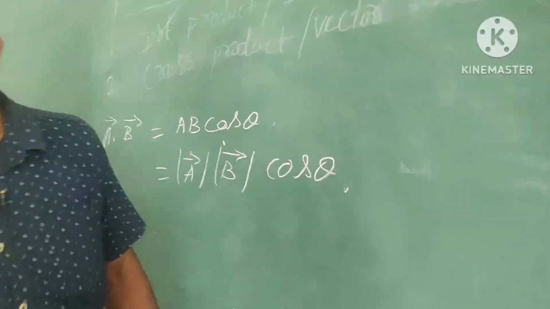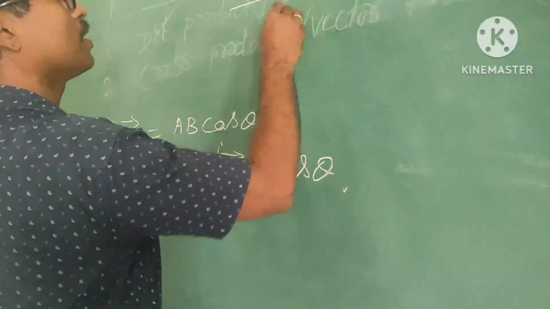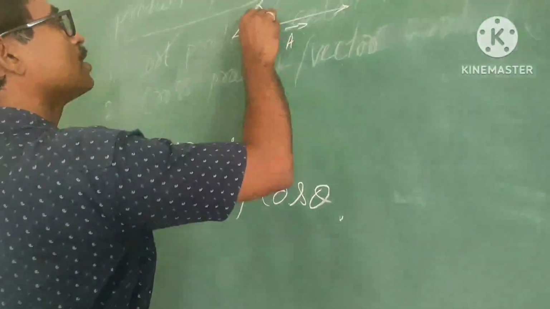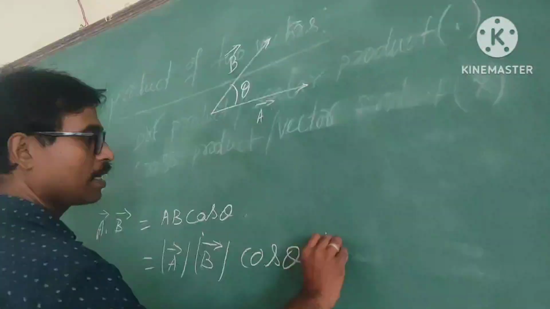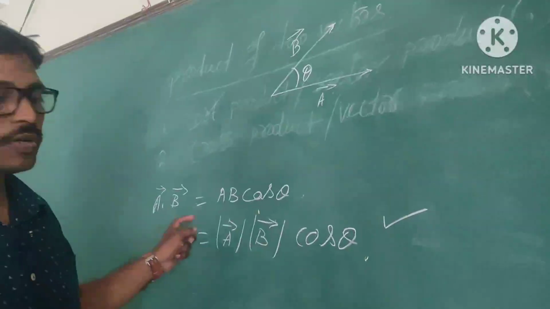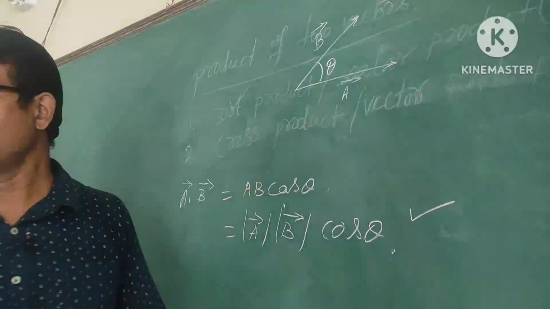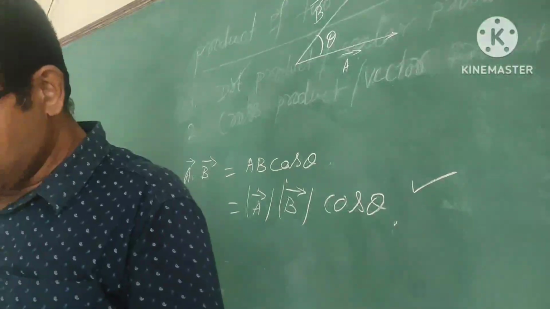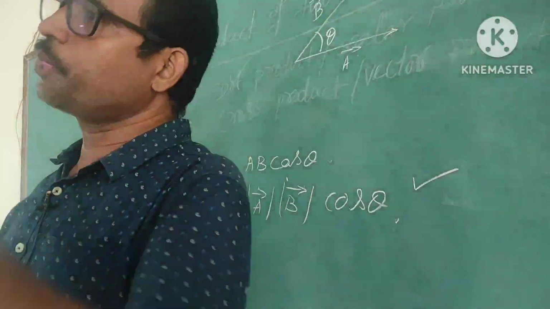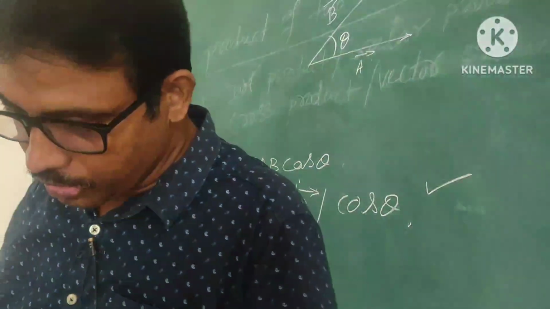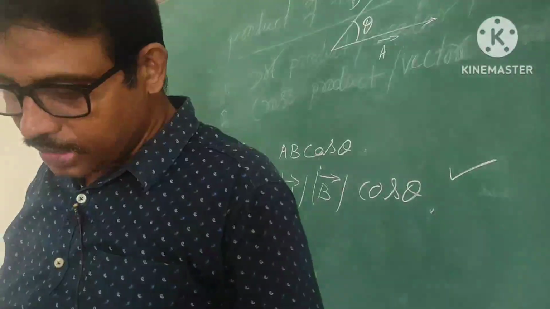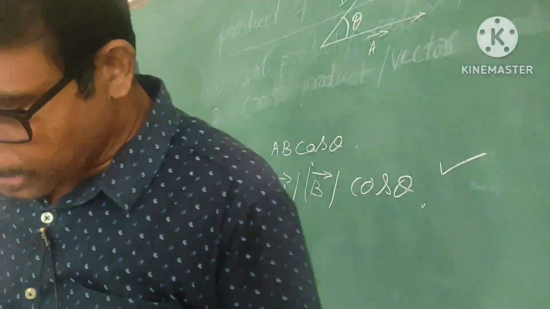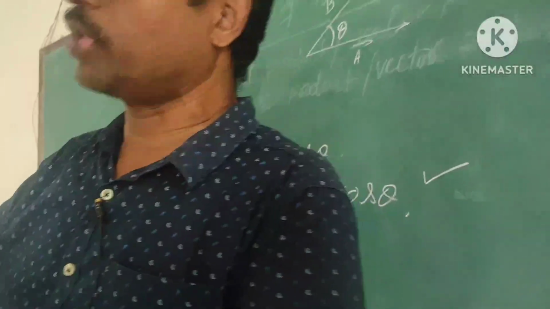Then the geometrical representation of dot product. Suppose this is one vector A, this is another vector B, and theta is the smaller angle between them. Then you can write A dot B, which is |A||B| cos theta. |A|, |B| and cos theta are all scalars, so the dot product is also a scalar. Both A and B have direction, but their dot product has no direction. That's why it is a scalar quantity.